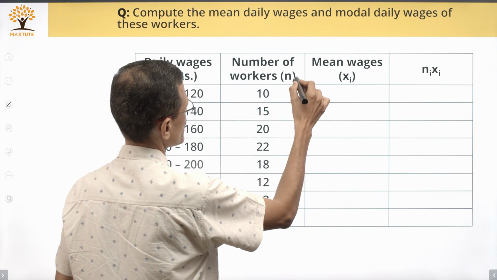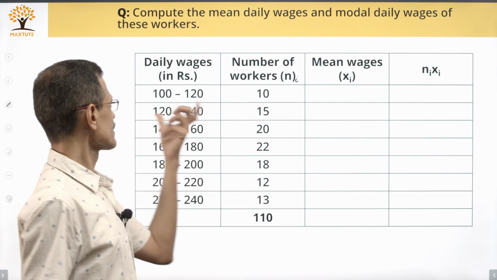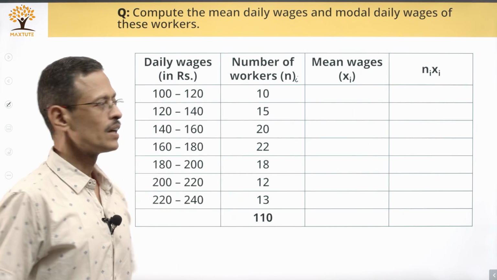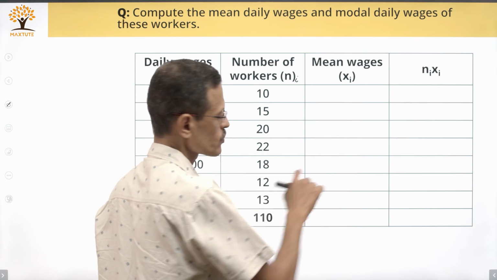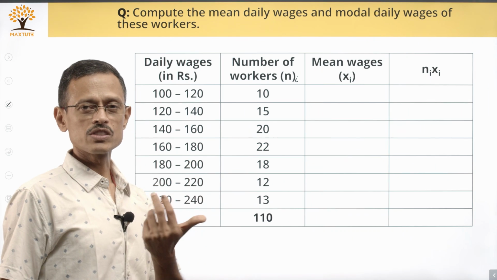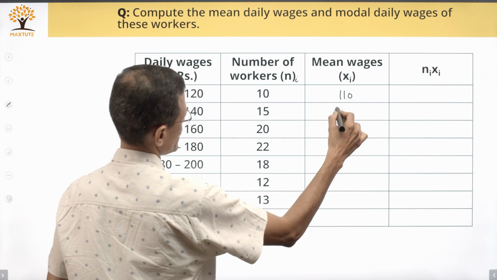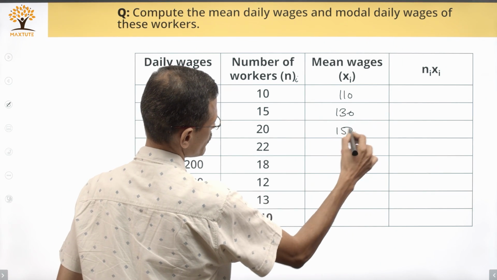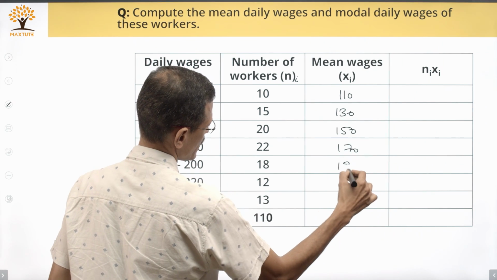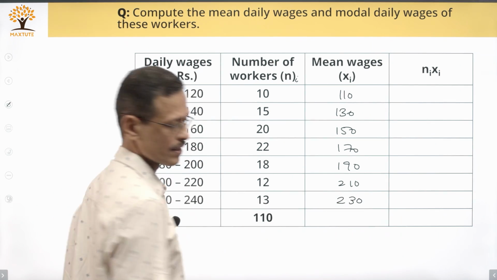Let's call each of these frequencies Ni, right. So, the number of workers in the first class interval, which is 100 to 120, is 10. We are going to compute the mean wages for each of these class intervals, which is the middle value: 100 plus 120 divided by 2, which is equal to 110. Let's just quickly fill in this column. 110, second row would be 130, 150, 170, 190, 210, and the last one is equal to 230.